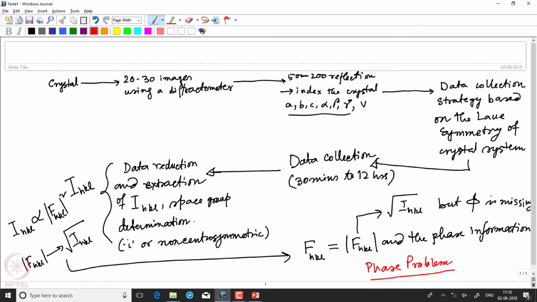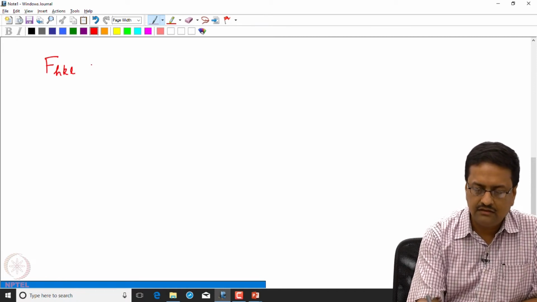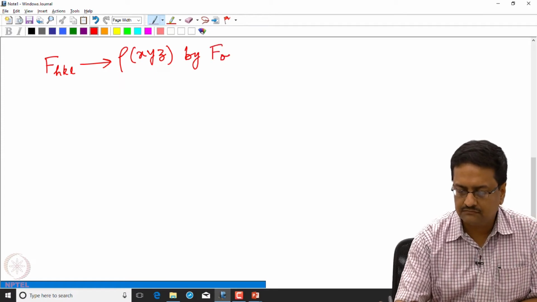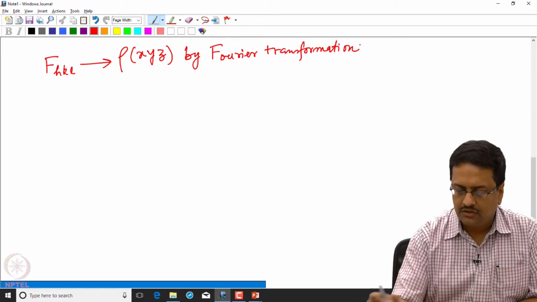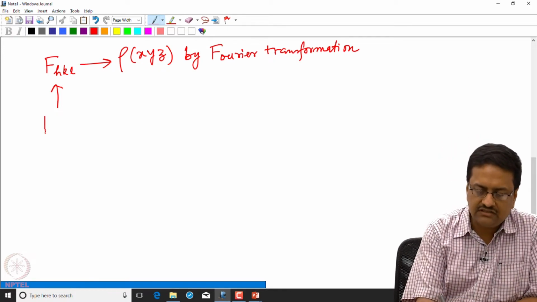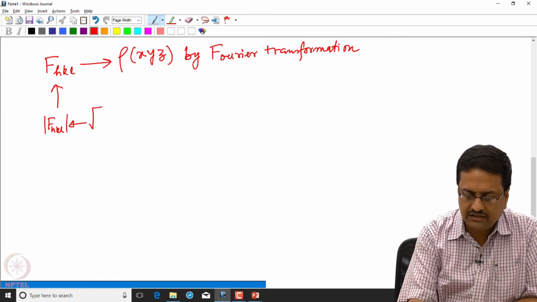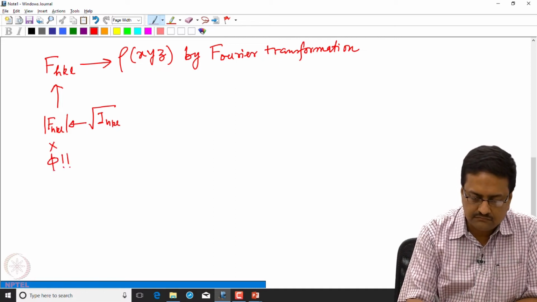So, what we need is to determine these phases for each and every reflection to be able to correlate the structure factor with the electron density. So, we know that F HKL is related to rho xyz by a Fourier transformation. To get this expression for F HKL, what we have is just the mod of F HKL, which comes from the intensity, and what we don't have is the information on the phase, phi HKL.